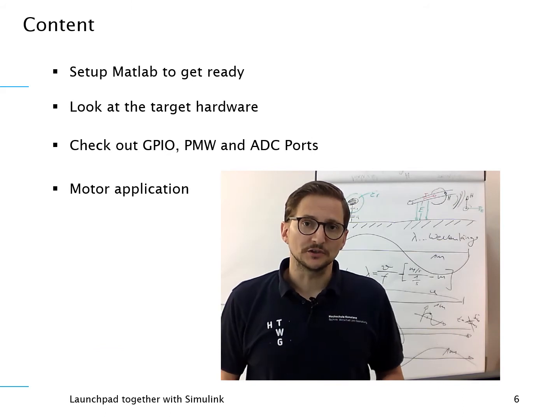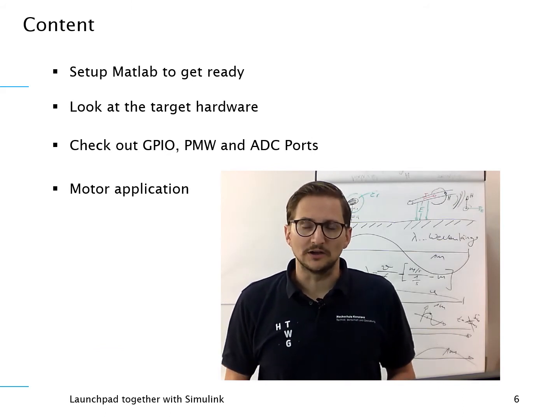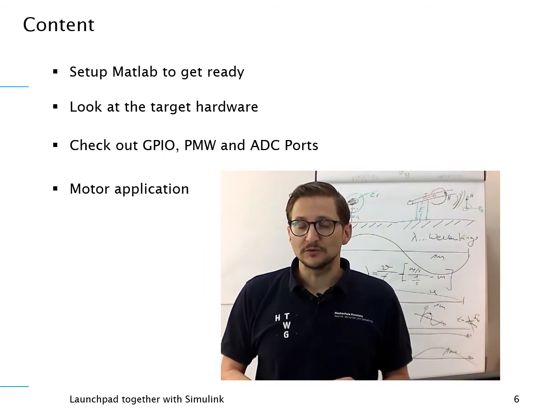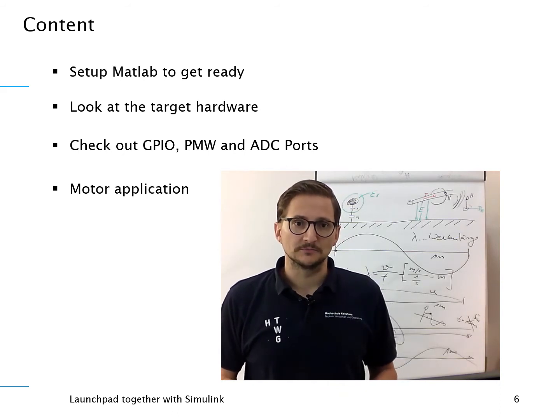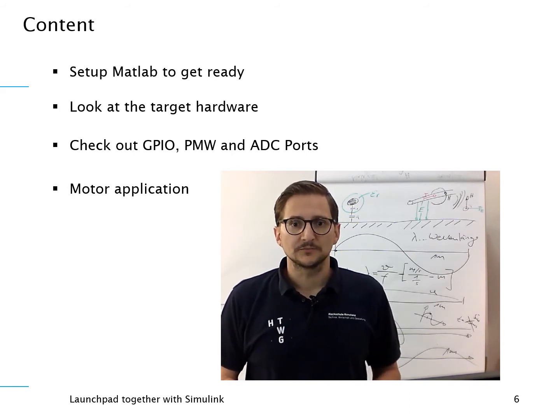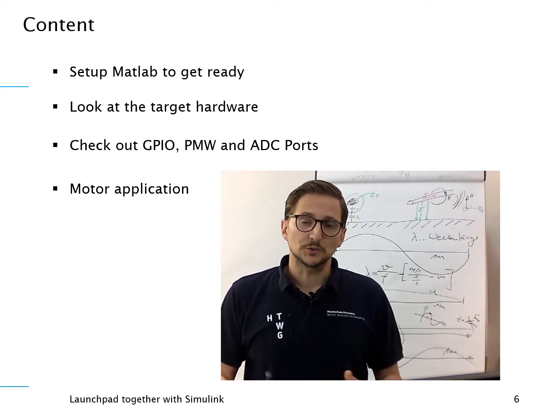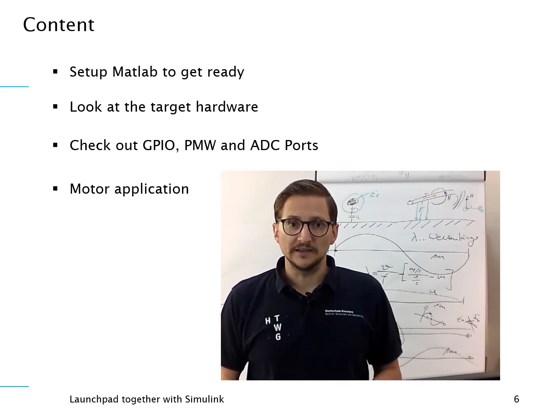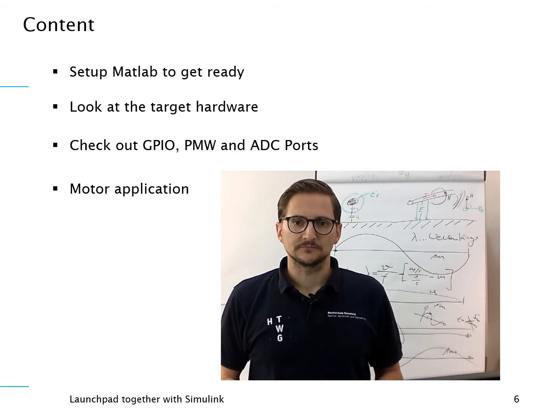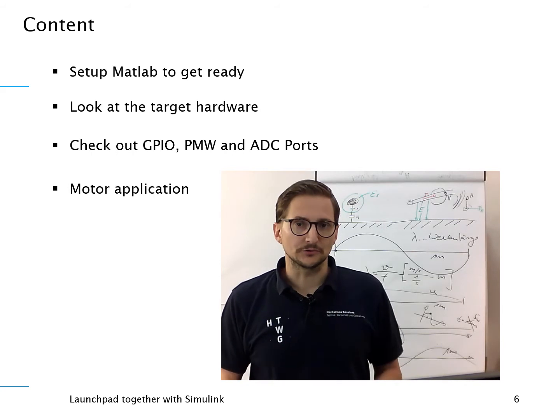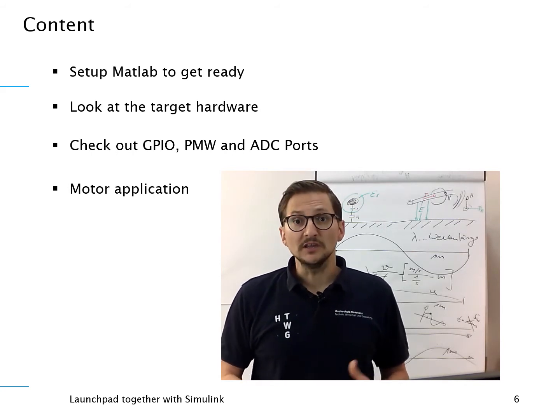In this slide, you will see the content of the next few topics we will talk about. First, we have to look at Matlab Simulink, especially what we need to run the embedded coder system. Then we need some changes at the target hardware, our Launchpad. Then we go on, and I will show you how to read GPIO ports, set up PWMs, and read ADC ports from our Launchpad directly within Matlab Simulink. And at the end, we will once more look at the application, our motor PID control loop, in detail.